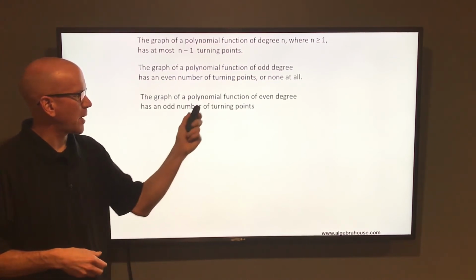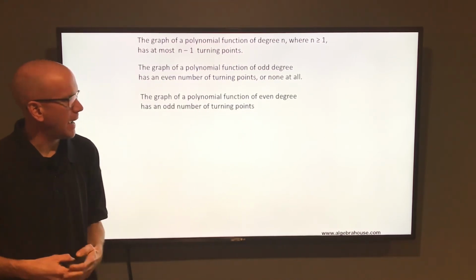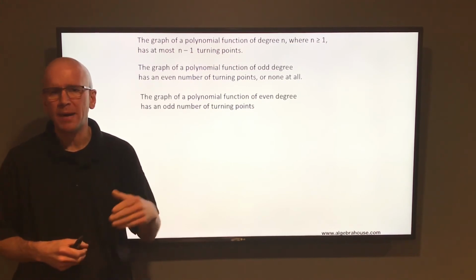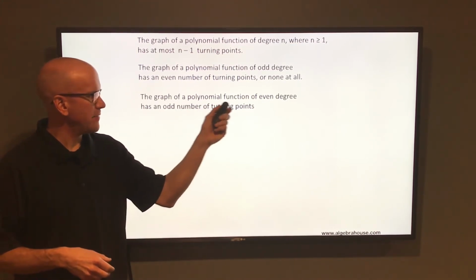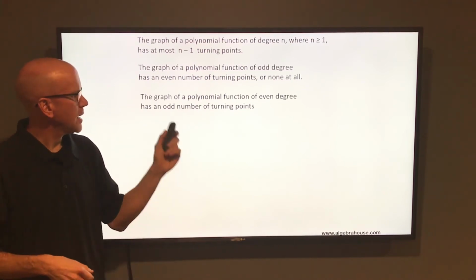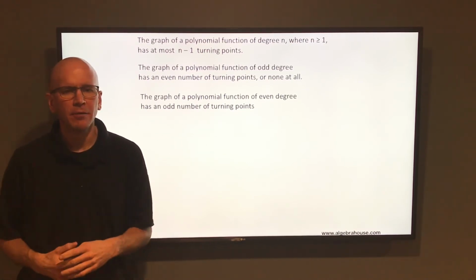The graph of a polynomial function of even degree has an odd number of turning points. So back to that quadratic function that you're familiar with, that is an even degree polynomial function, and it has an odd number of turning points.